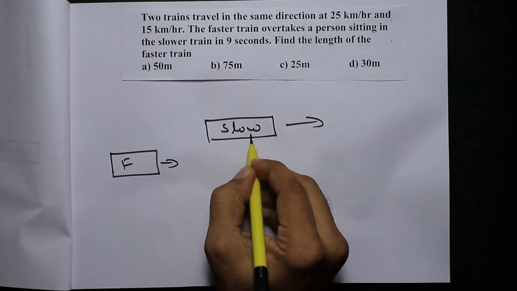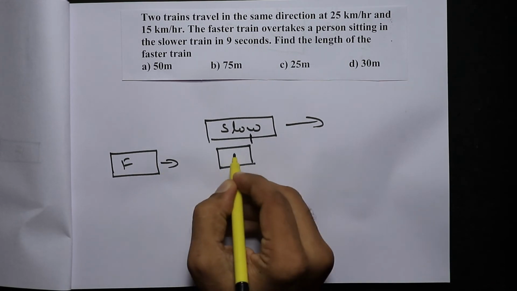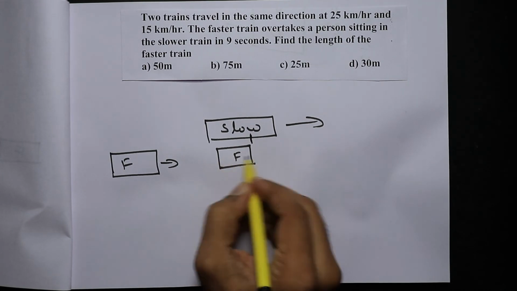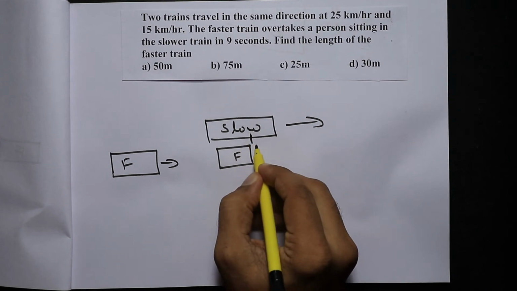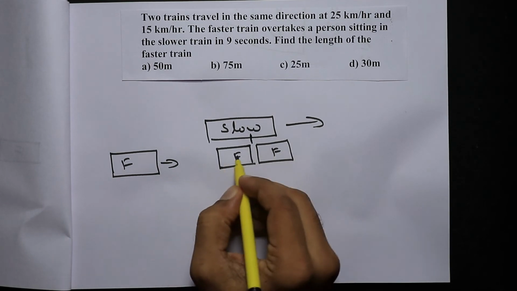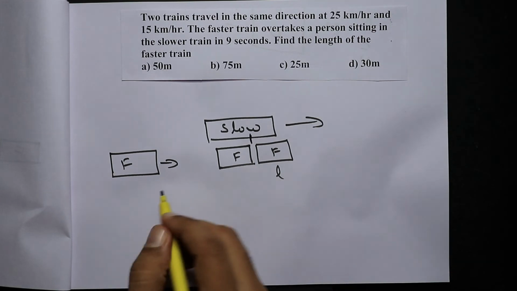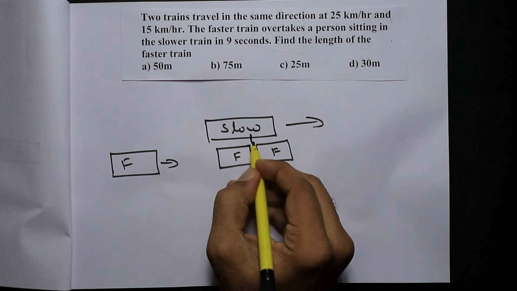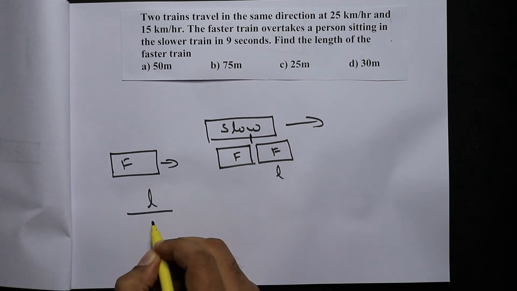Now when will this person see the fast train? When the fast train is here, he will first see the train. Now this fast train has to overtake this one person. To overtake this one person, the faster train's own body length has to be moved. And that is what we need to find out, the length of the faster train. We'll just take it as L. So distance to be moved is its own body length L, relative to this one person.